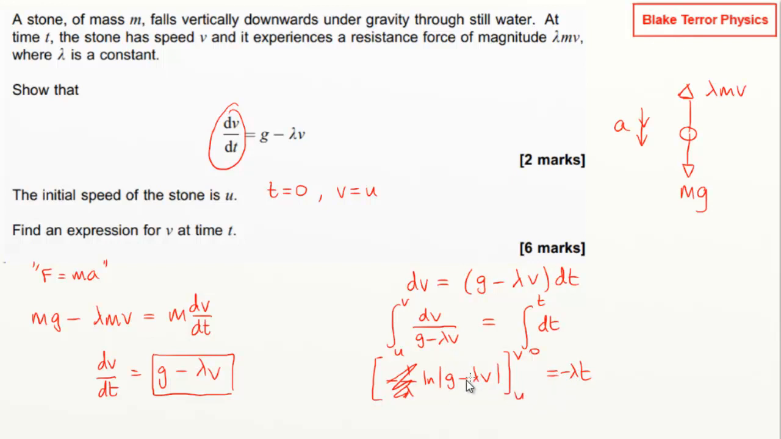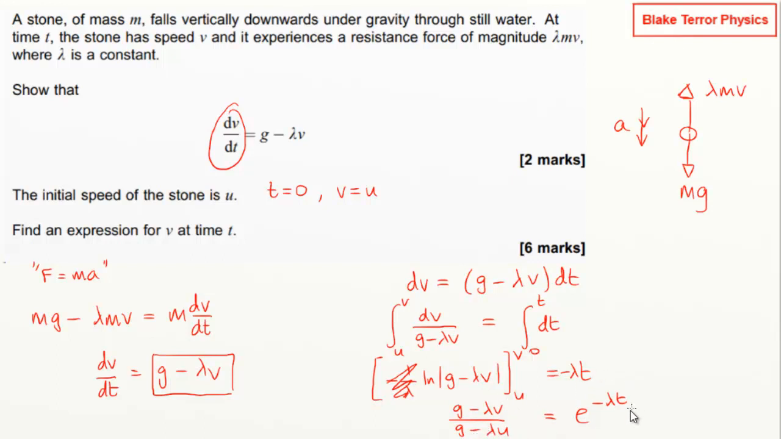and that's going to make things a lot easier here, because we're going to have two natural logs, one taken away from the other. So we're going to have the natural log of g minus lambda v minus the natural log of g minus lambda u. So g minus lambda v divided by g minus lambda u, just doing our log laws, is going to be equal to e to the minus lambda t.